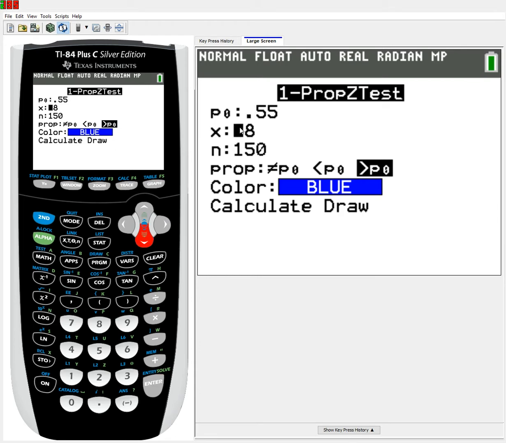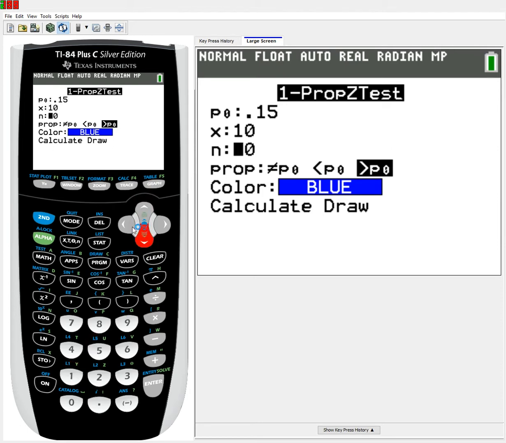From there, we have x and n, which refer to part and whole of a proportion from a sample. This should look familiar compared to what we did with confidence intervals. So say I have 10 out of 50 individuals that have this proportion, and I want to test this against an estimated proportion of maybe 0.15 or something.